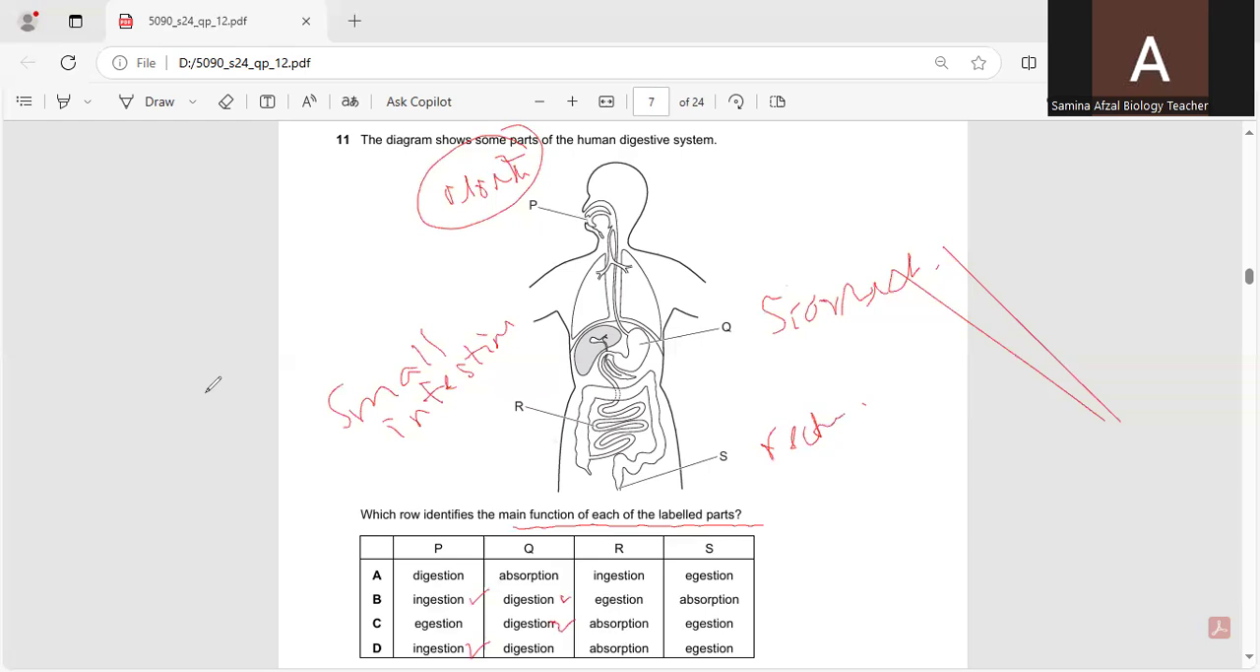Digestion. And R, absorption. And then S, egestion. So according to this, D is the correct option. A, B, C are the wrong answers.